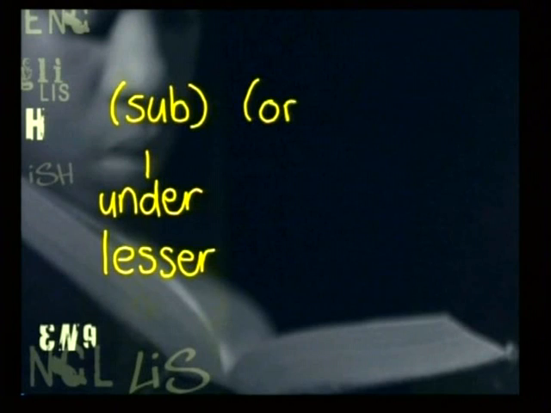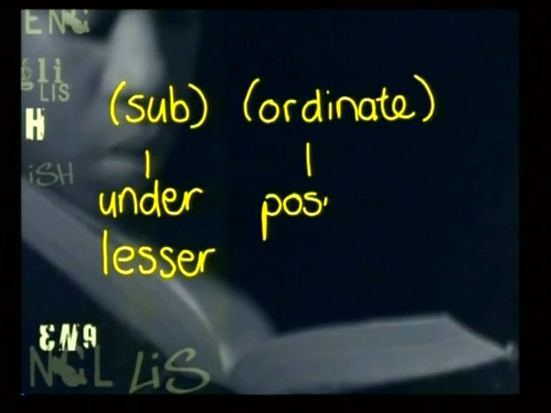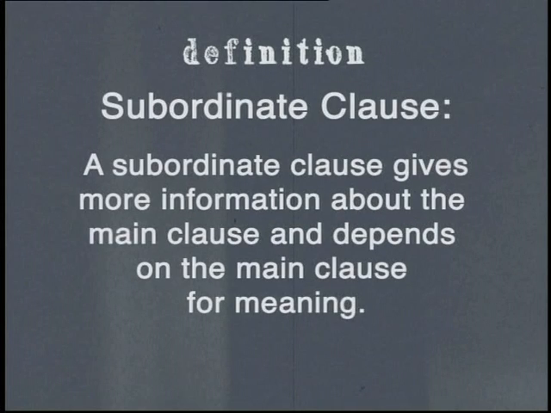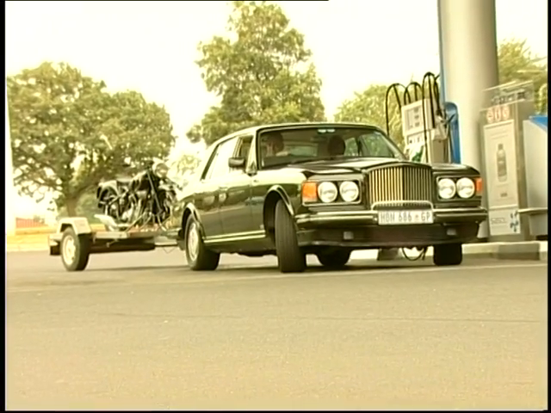Sub means under or lesser, while ordinate refers to position. A subordinate clause is never as important as the main clause. A main clause is one which can stand on its own and make sense. And a subordinate clause usually provides more information about the main clause and is dependent on the main clause for meaning. Think of a car with a trailer.